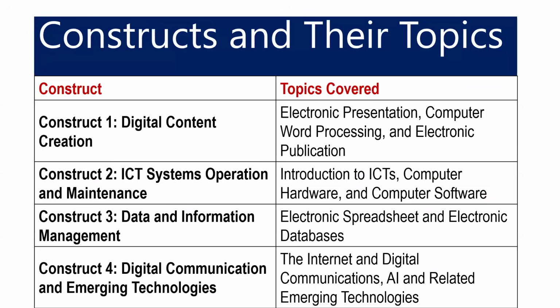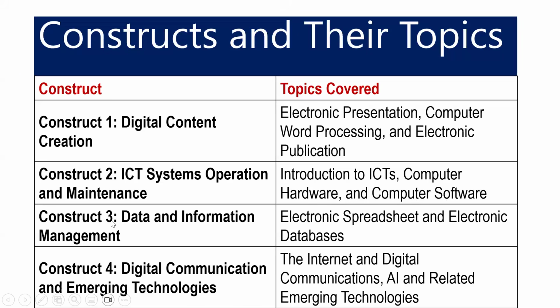Remember that in ICT, under construct 1, we look at digital content creation, where the candidate should be exposed to electronic presentation, computer word processing, and electronic publication. Then construct 2, we look at ICT systems, operations, and maintenance, where the learner should be exposed to 3 topics: introduction to ICTs, computer hardware, and computer software.